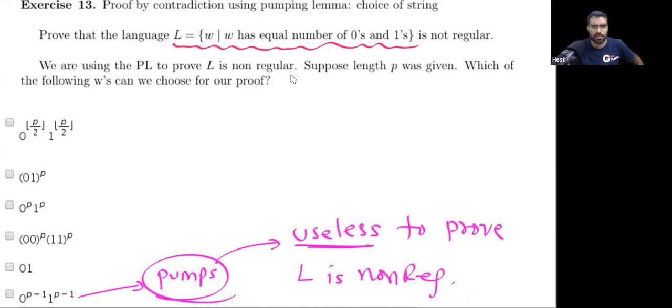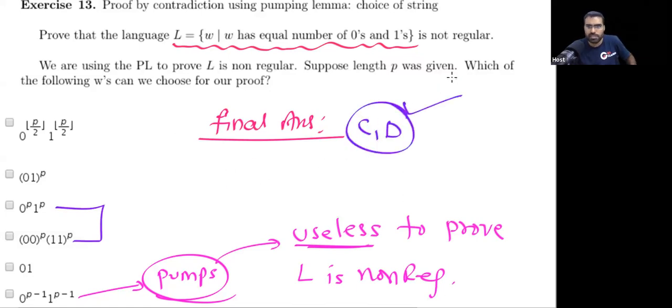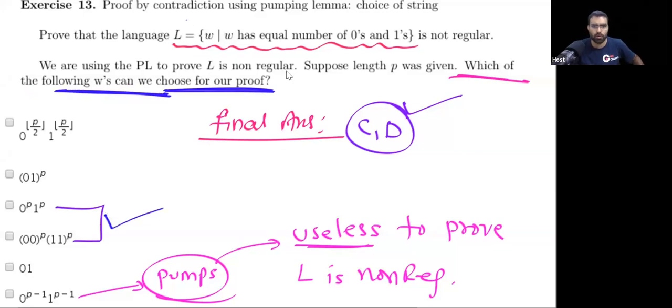So very simple. Finally, what is your final answer? If this question comes in your GATE exam, then these are the final answers. The answer will be option C, D. Which string can you choose for your proof? These strings you can choose for your proof.